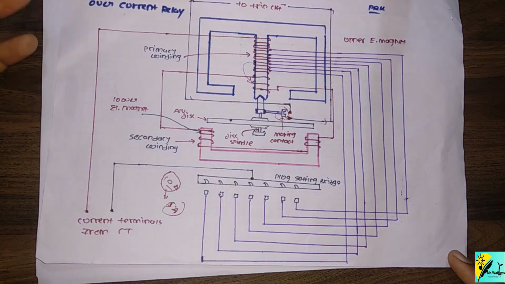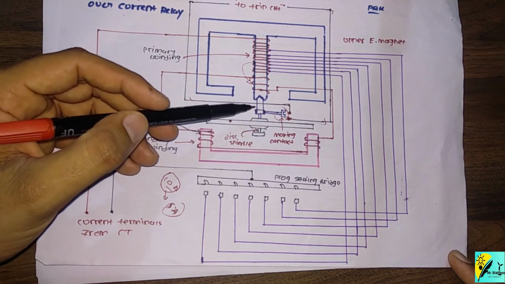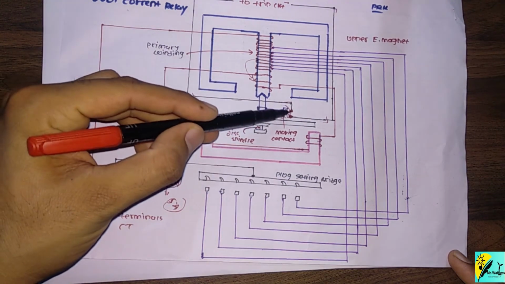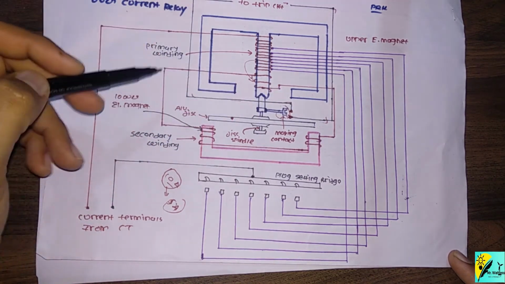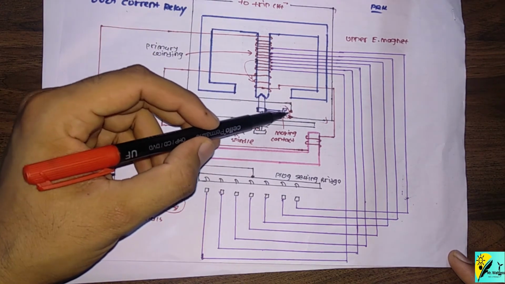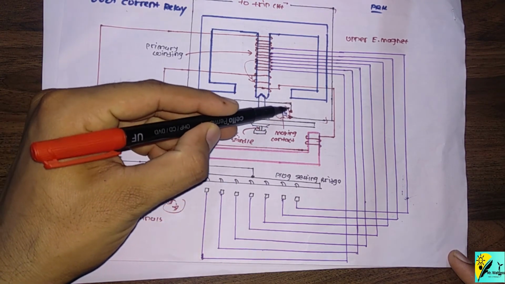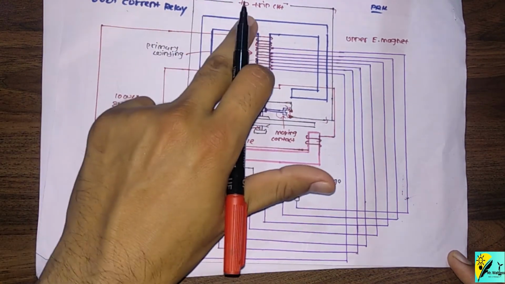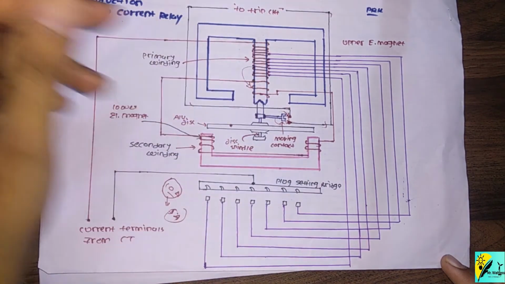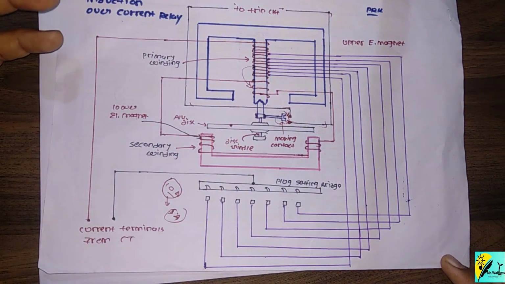Fine. So when the current exceeds its preset or predetermined value, the disc rotates and the moving contacts on the spindle make the connection with the trip circuit terminals. This moving contact will make the connection with this particular trip circuit, and this is the trip circuit. The angle through which the disc rotates is between 0 to 360 degree. So the travel of the moving contacts can be adjusted by adjusting the angle of rotation of the disc.